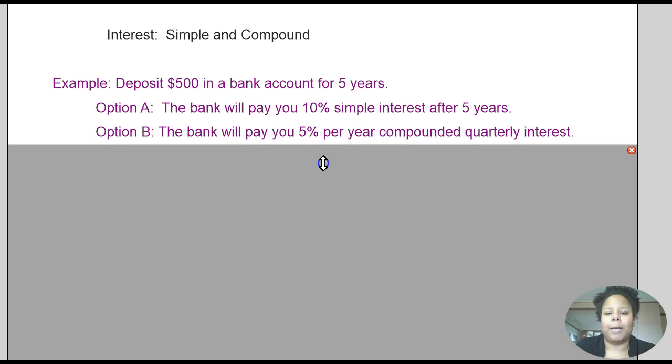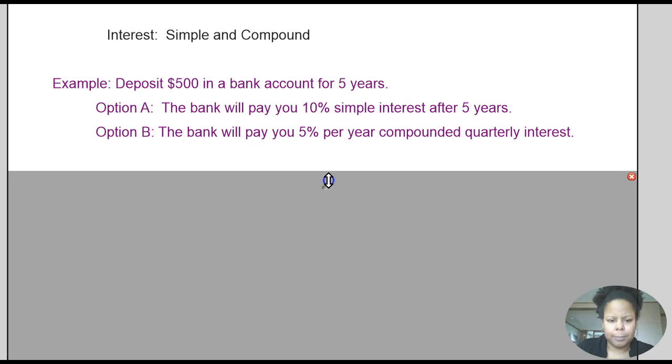Option B is the bank will pay you 5% per year, compounded quarterly. For those of you who don't know what quarterly means, there are 4 quarters in a year. So basically they will compound the interest, or apply the interest, 4 times in 1 year, and the interest will be 5%. And so you say, well, which option should I take? The one with the larger interest or the one with the interest but compounded more frequently?